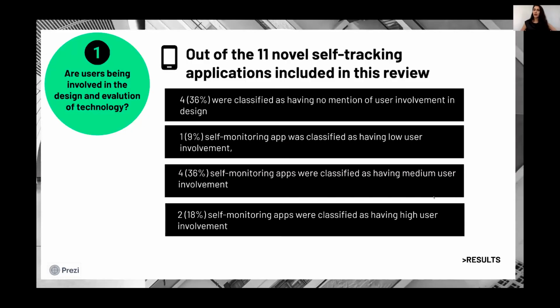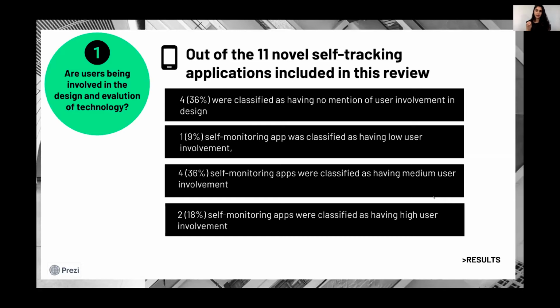I'm always biased to say that we found some really cool stuff, but we genuinely did. So we included 11 novel self-tracking applications in this review, and we assessed these in terms of levels of user involvement. We found that 36% of them were classified as having no user involvement whatsoever in the process of design and research. We found that 1 was classified as having low user involvement, 4 were classified as having medium user involvement, and 2 were classified as having high user involvement.